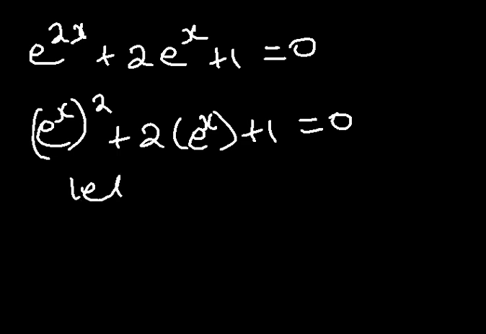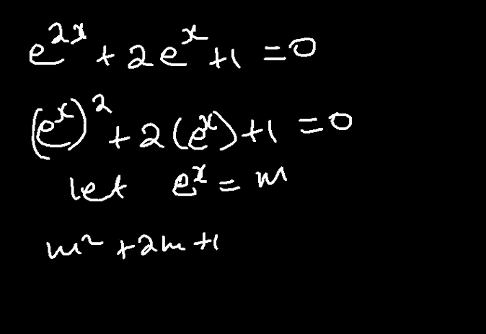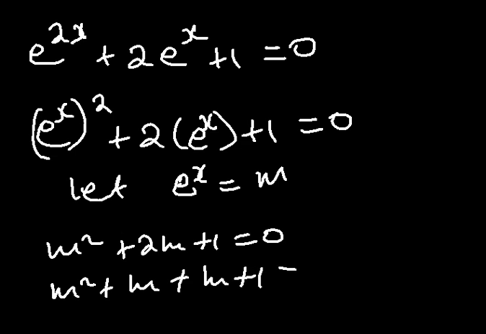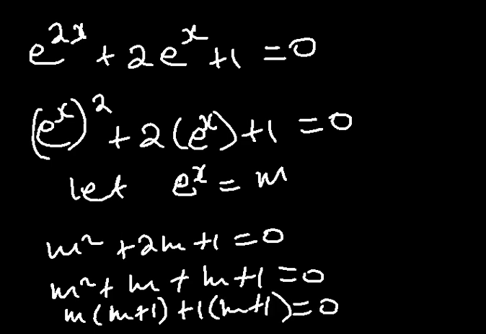So now let's say e to the power x is equal to m. Hence we have m squared plus 2m plus 1, which is equal to 0. Then we use the factor method to solve for m. Hence we have m squared plus m plus m plus 1, which is equal to 0. Now in this case we'll have m plus 1 and m plus 1, which is equal to 0.